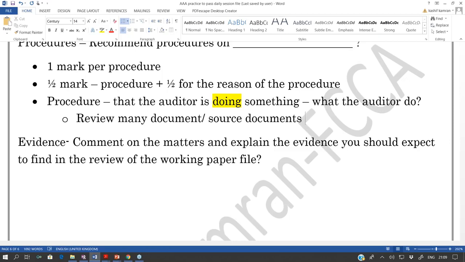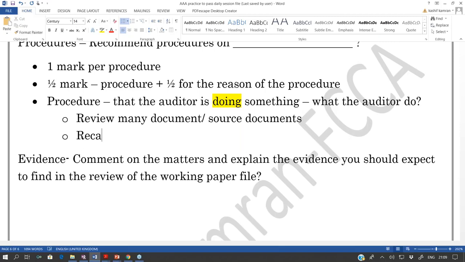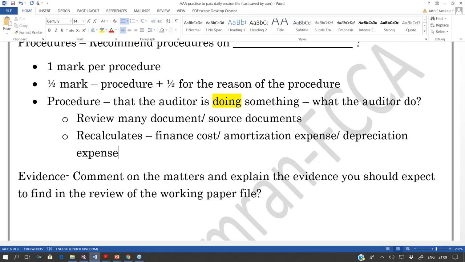Secondly, the auditor recalculates. That is another thing the auditor does during the course of the audit, right? Now, when you think about the auditor recalculating, there are so many things the auditor recalculates, like the finance cost, or the amortization expense, or the depreciation expense, etc. So there are so many things, right?